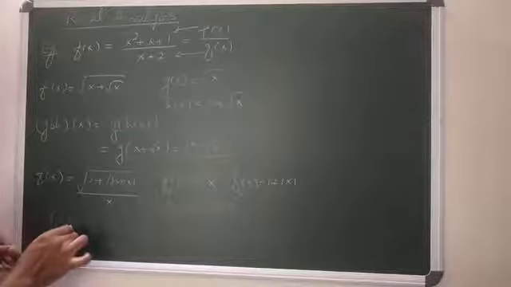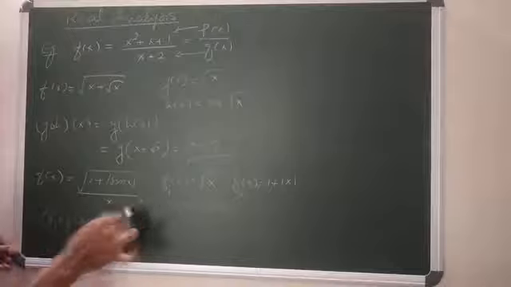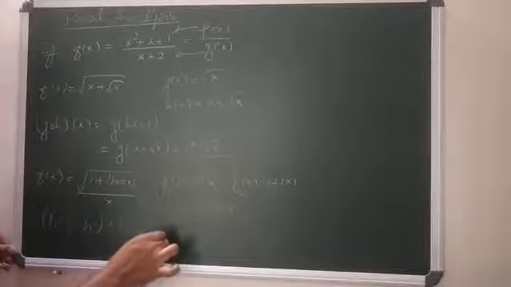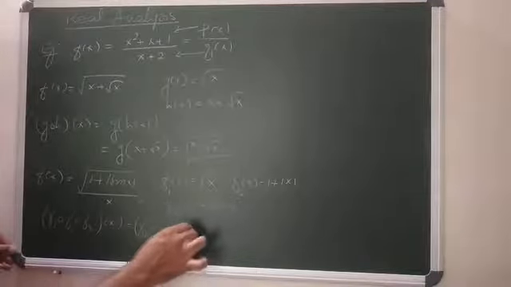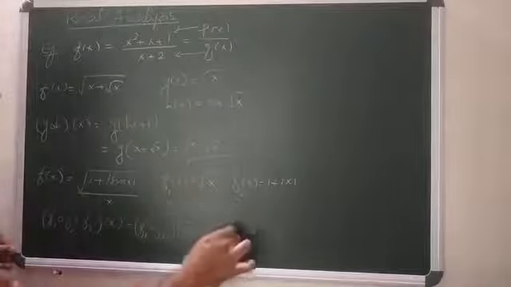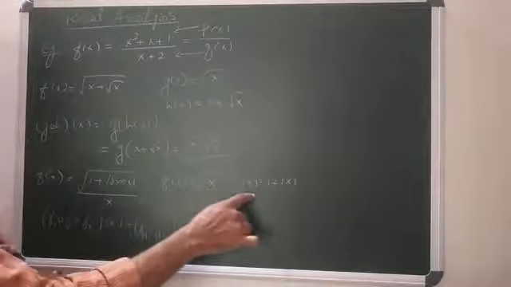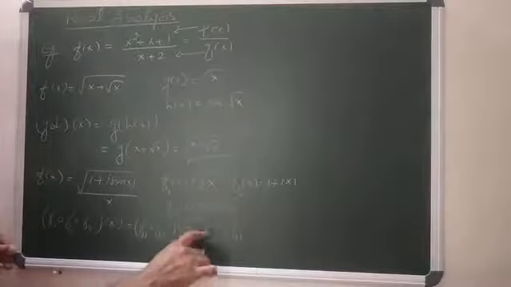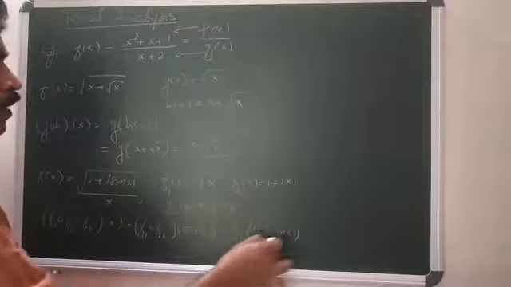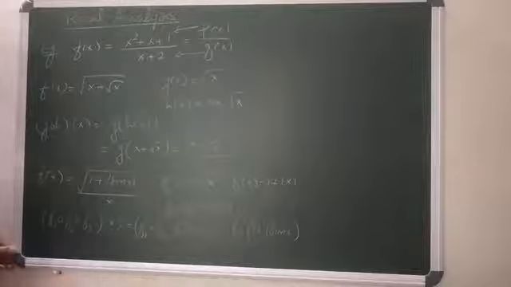So consider the composition f1 composition f2 composition f3 of x. That is f1 composition f2 of f3 of x. What is f3 of x? It is sin x. This is nothing but f1 of f2 of sin x. What is f2 of x? 1 plus mod x. So what is f2 of sin x? 1 plus mod sin x. But what is f1 of x? Square root of the image of the element.